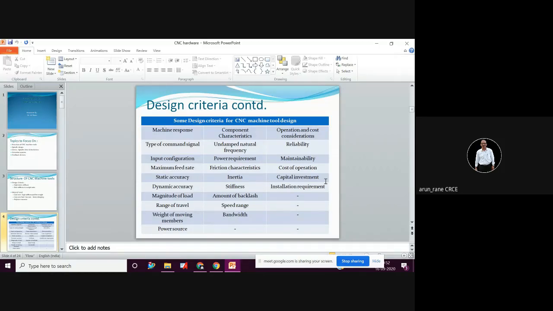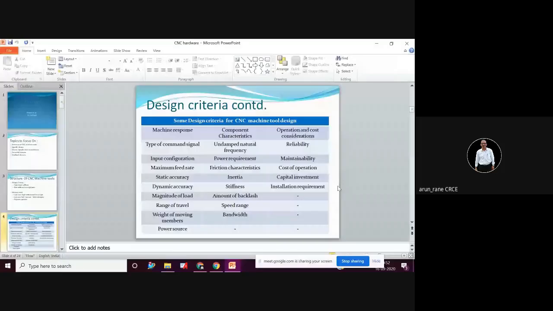Cost of operation, running cost should be less. Capital investment should be less. Installation requirement should be as minimum as possible. As soon as the machine is dispatched from there, on the site or at the customer, you just put the machine on the floor and start working on it. This is what that means. Installation requirement is nil, no requirement at all. This is how your design should be.